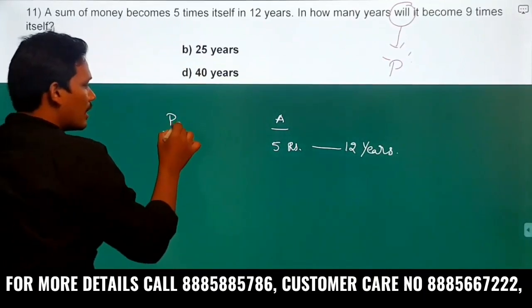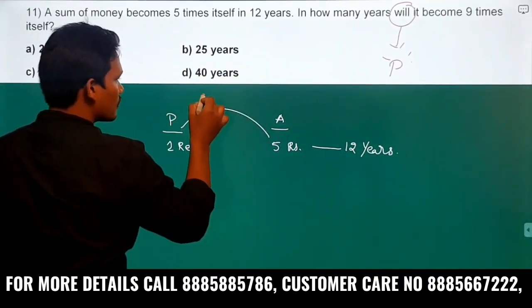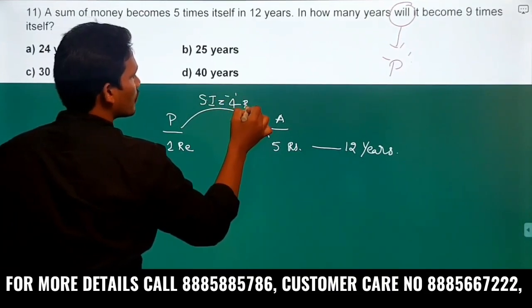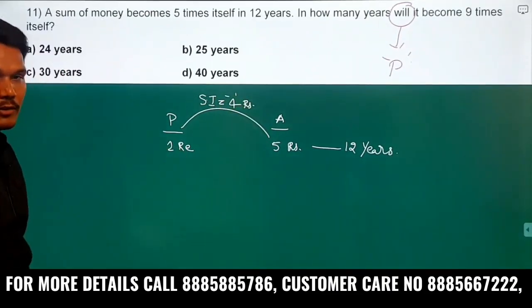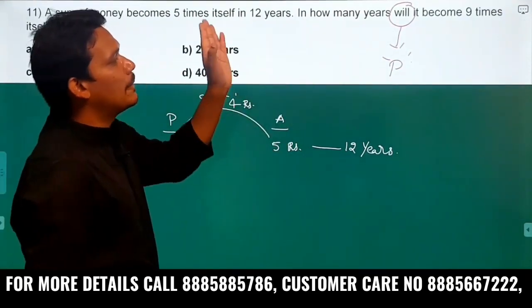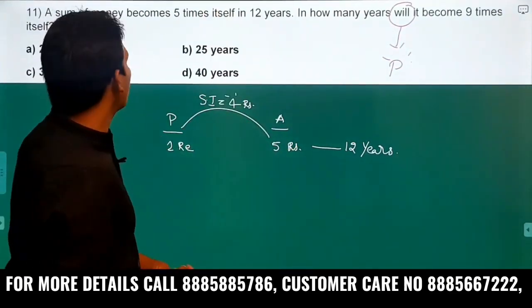Right. Then what is the interest developed here? So simple interest developed equals 4 rupees. Okay. Now what is the question they're asking? In how many years will the principal become 9 times itself?